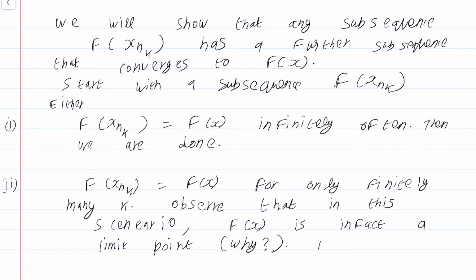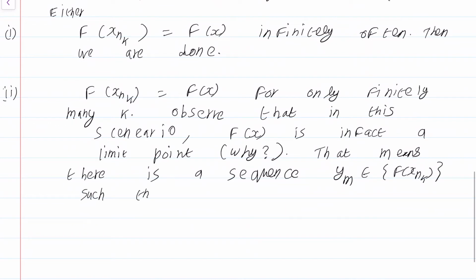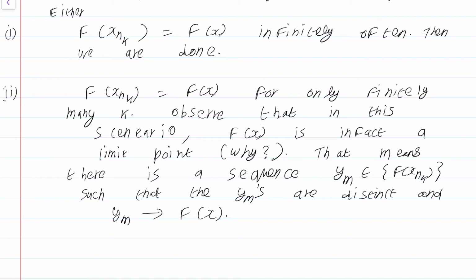Okay, that means there is a sequence y, let's say I use a different subscript, y_m, coming from the set of elements f of x_{n_k}, such that the y_m's are distinct and y_m converges to f of x, right? This is the very definition of a limit point, right? Okay, now I'm going to use this y_m to construct the required subsequence.